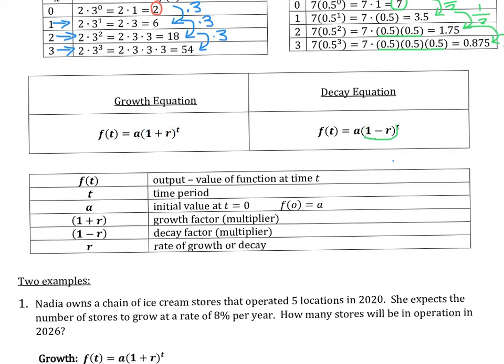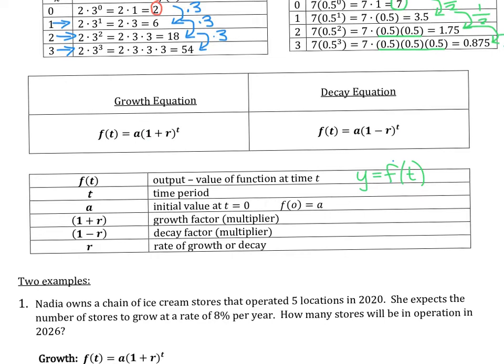So let's talk about what everything means. The first thing, f of t, is your output. What is the value of the function at time t? And we're going to be talking in terms of time. So what is the value of the function at time t? So y equals f of t. T is time periods in our example.